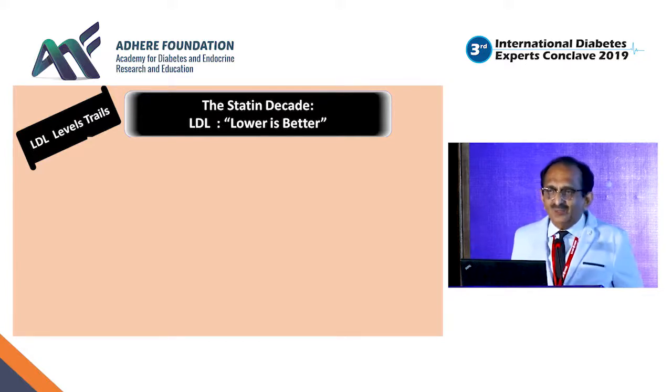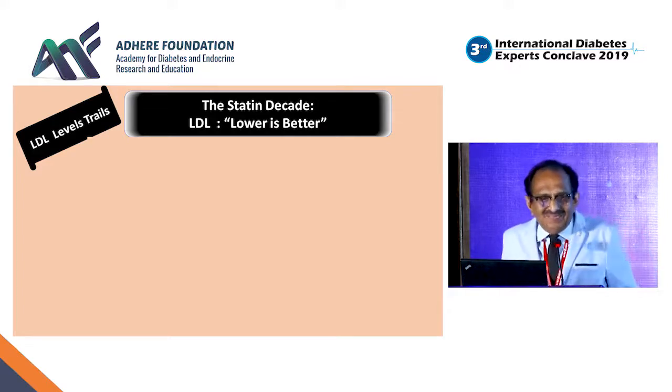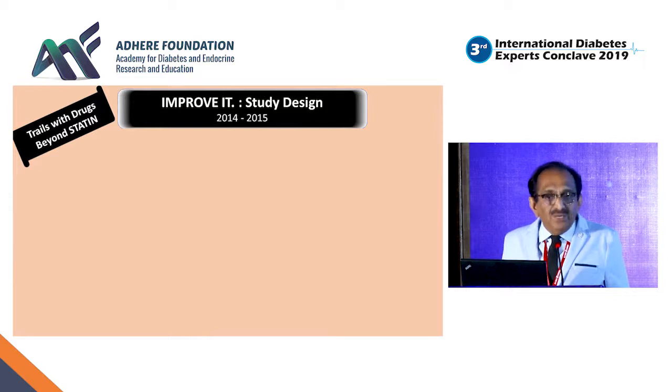Dr. Ajay Kumar told you that there are a number of trials, and look at this, PROVE-IT up to 70. That is why the guidelines till 2017 said that you reduce LDL to 70 in a high-risk patient. But beyond that, there are data of further reduction of LDL giving good results. I'll dwell upon that. Trials with drugs beyond statin.